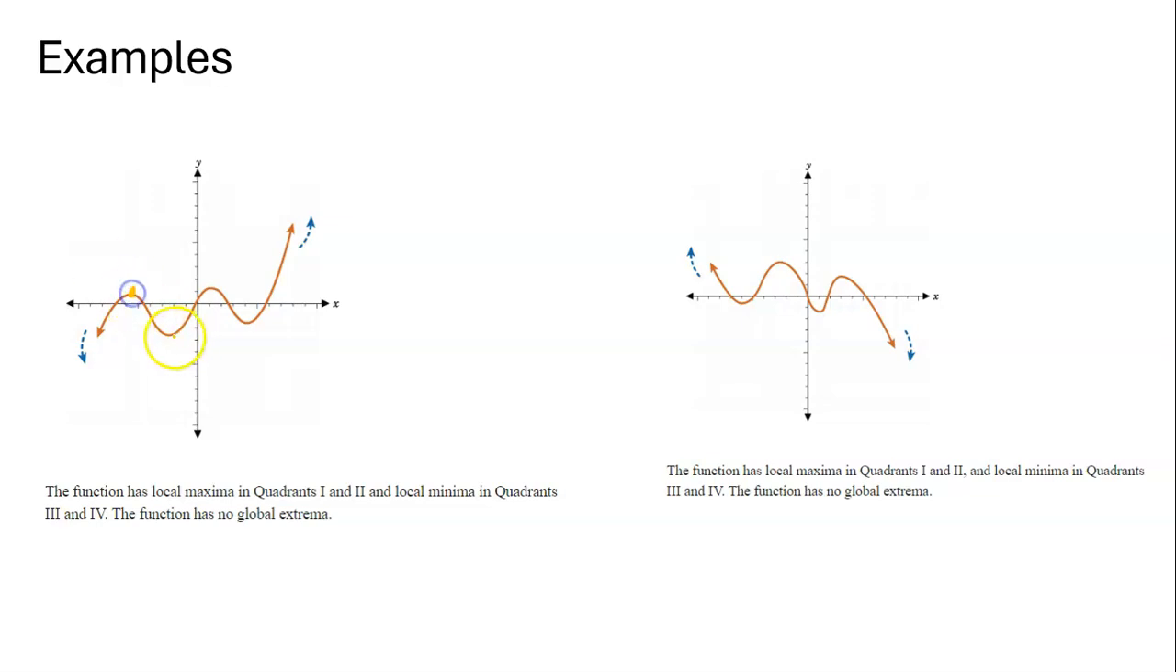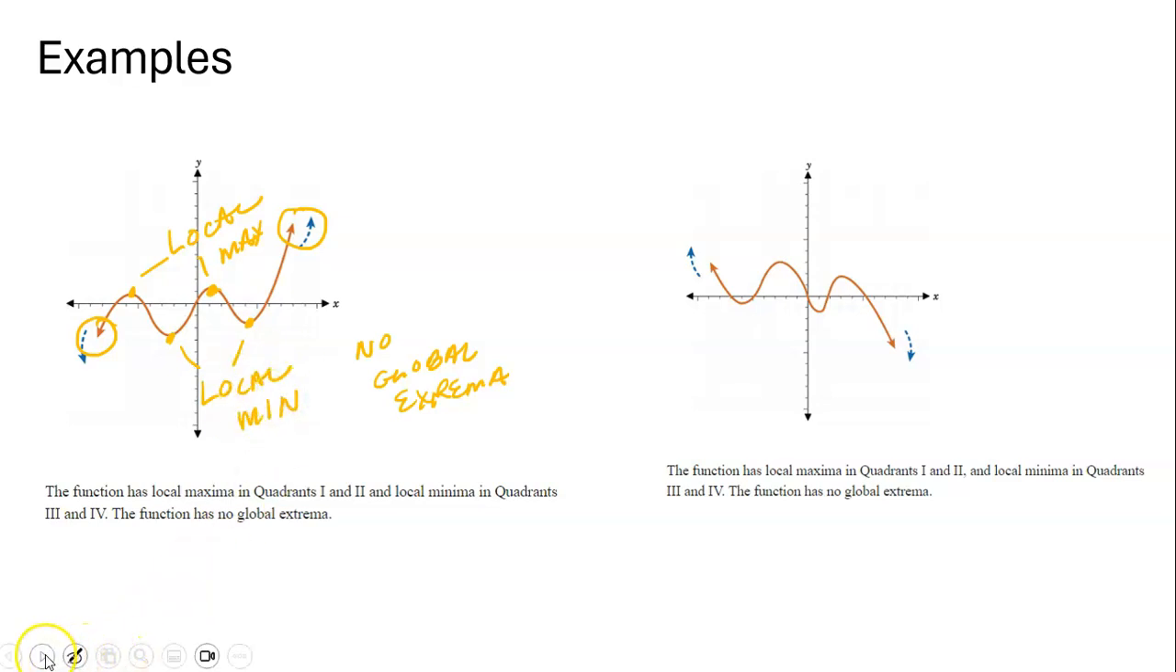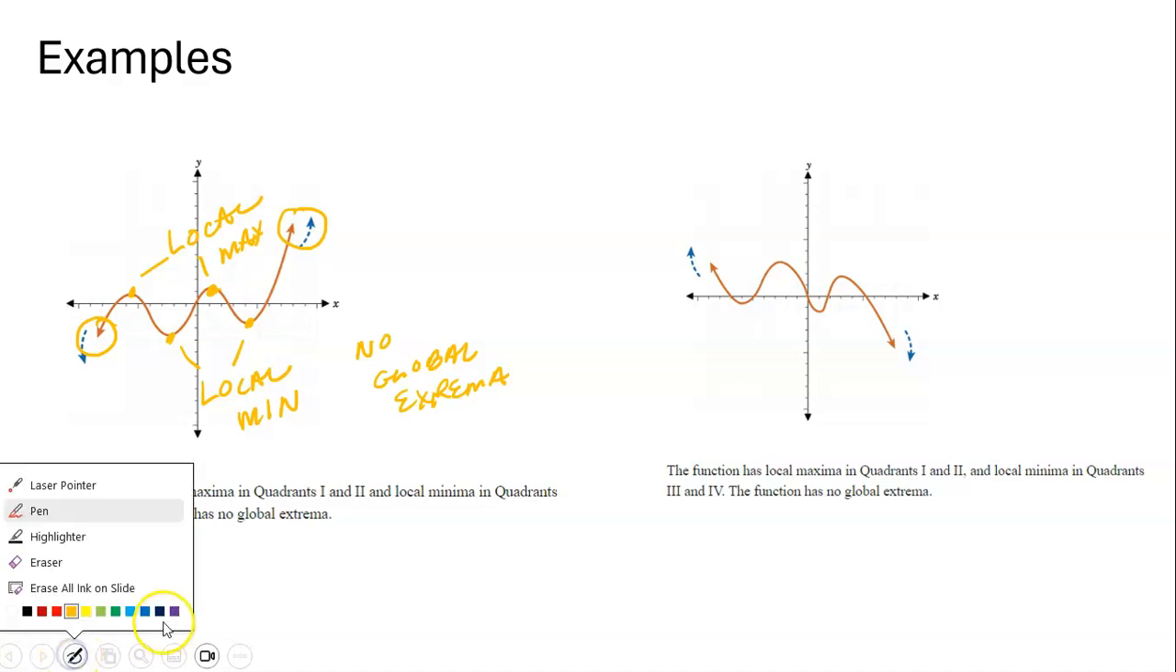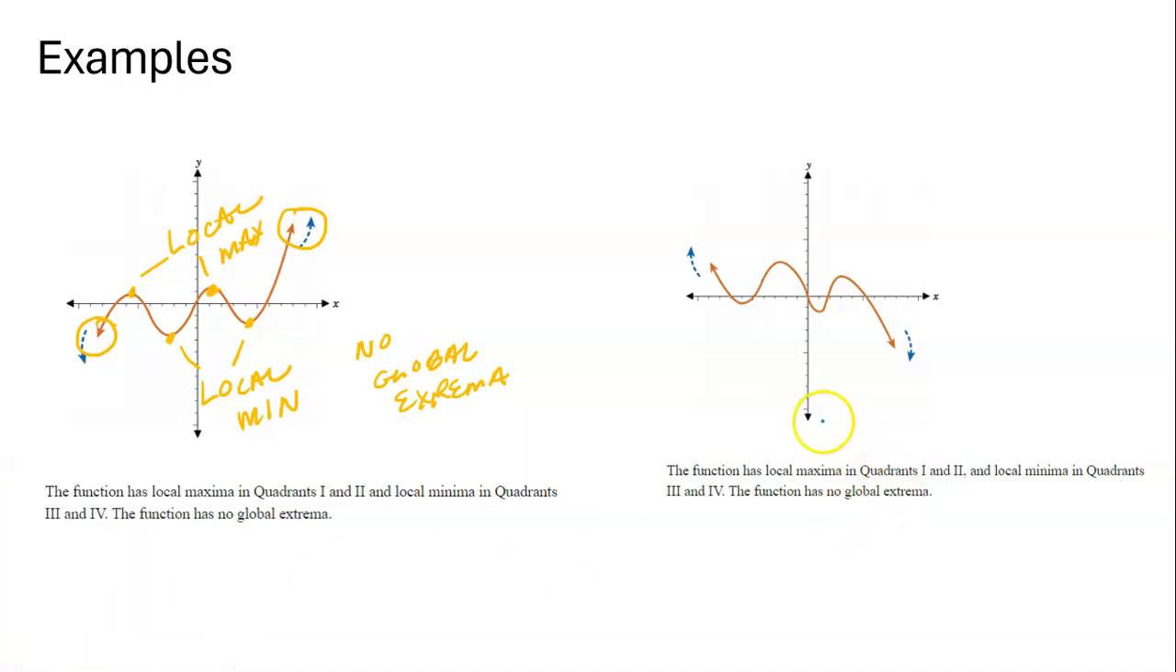So we've got several different inflection points on this one. What we don't have is any global extrema, no global max, no global min, because this is going to go on forever and this is going to go on forever. So all of these are going to be local. So these two are local maxes and these two are local mins, minima. Let's do green. Okay, and then this is the last example we have for these.